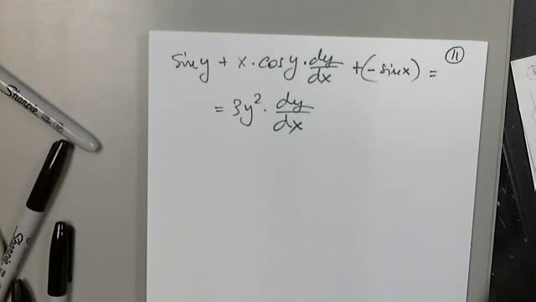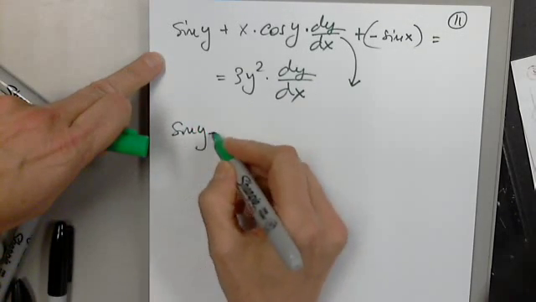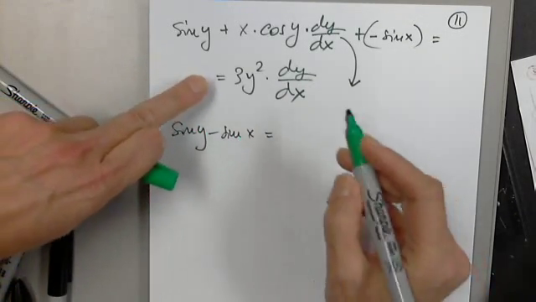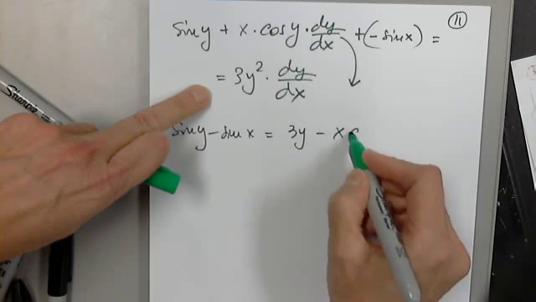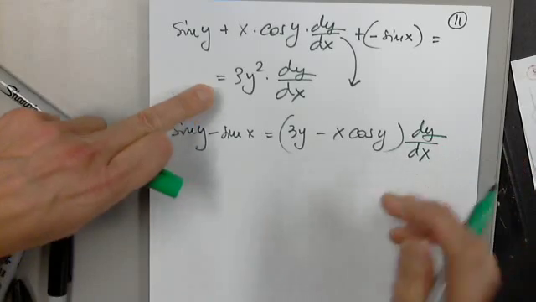Correct. So I will have to move this term to the other side and factor out dy over dx. So the first one is sine y minus sine x equals 3y squared minus x cosine y dy over dx.